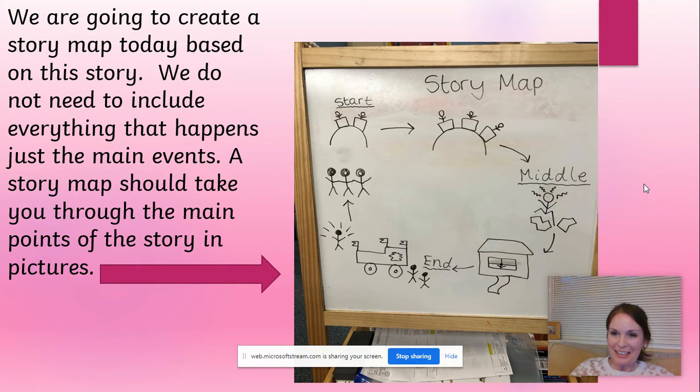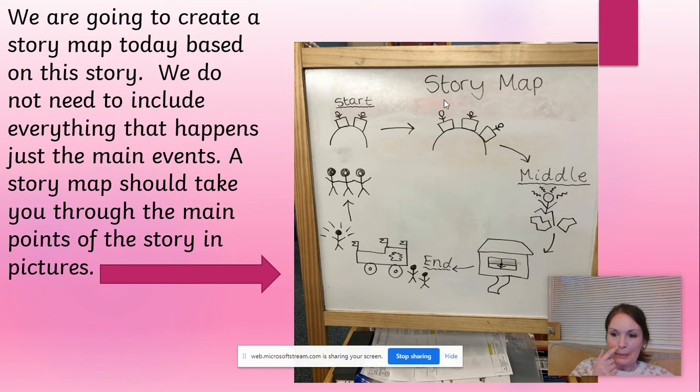Now, a story map should take you through the main points of a story, just like the one that I drew earlier. Here's my story map of the main things that happened in Sudden Hill. And as you can see, it is very simple drawings. This is not an art lesson, even though you know Mrs. Craven loves art. This didn't take me long. They are very simple, quick sketches to remind you of a story map plan of the key events in the story.